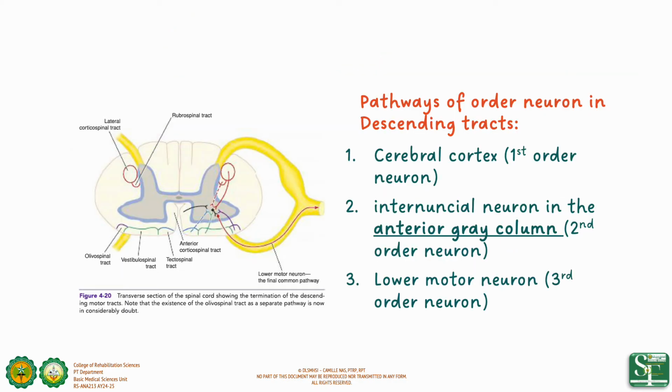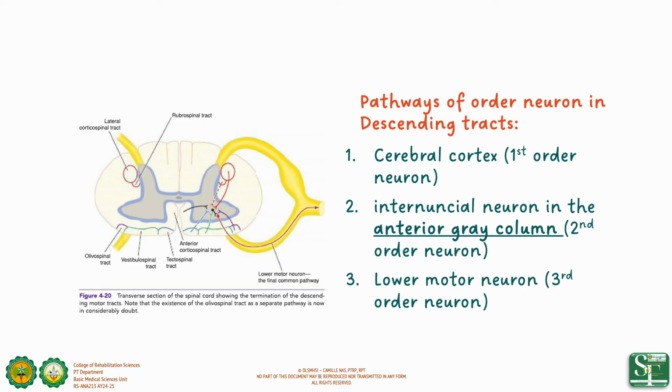So, pathways of order neuron in descending tract. Technically, guys, hindi order neurons yung tawag sa kanya pagdating sa descending tract. But para lang ma-appreciate nyo yung similarities nila, kung ano yung counter ng descending tract kay ascending tract, pinalitan ko lang ng order neuron.